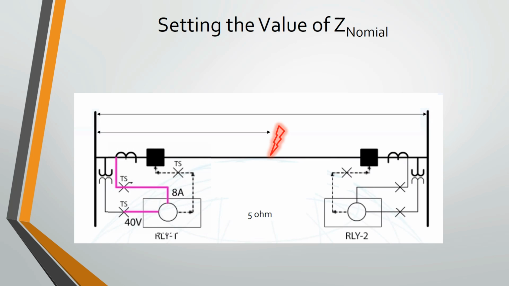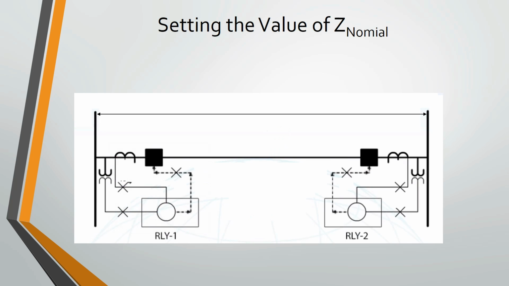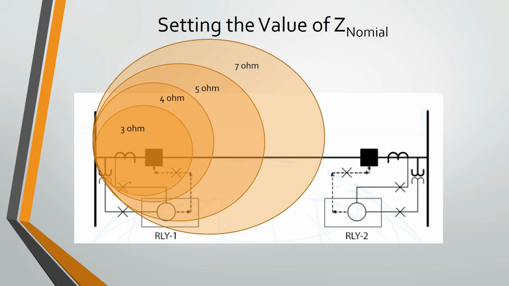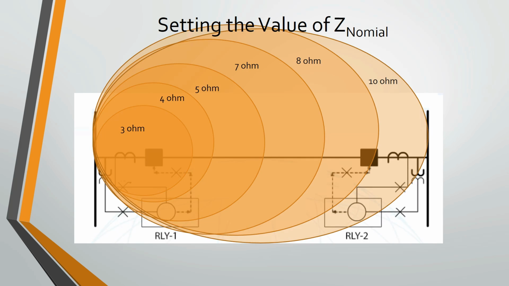In that case, again CT and PT will send values to the relay and the impedance is calculated as 5 ohm. Now using this relation, we can actually design the settings for the distance relay. So what impedance of the line should be considered under protection by relay 1? 30%, 40%, 50%, 70%, 80% or entire 100%? Of course the answer is entire 100%, but Z nominal is usually not set to the 100% of the line impedance.